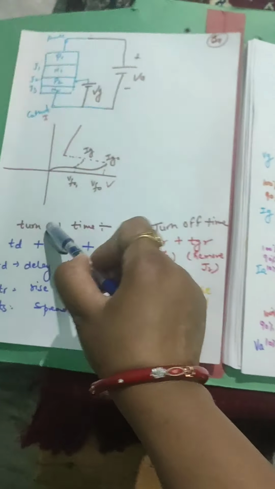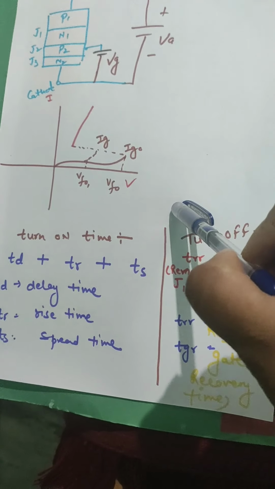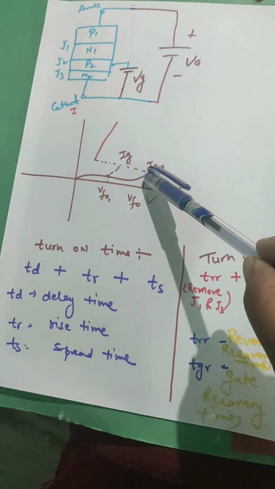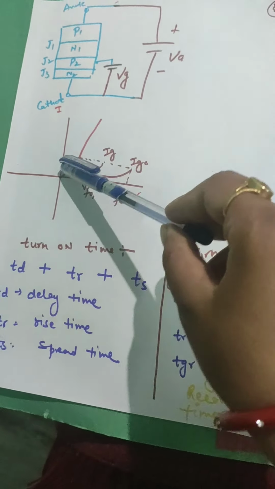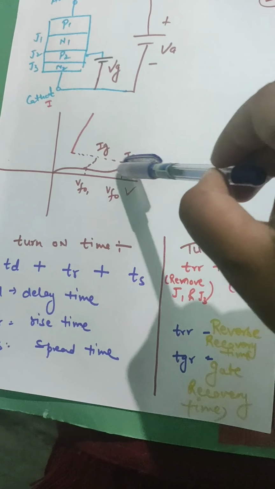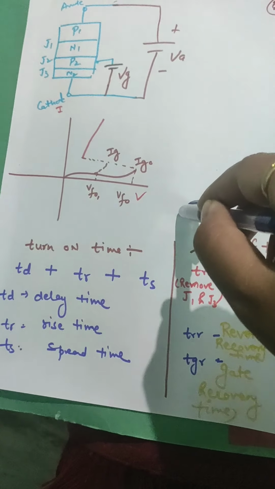Okay, this was the characteristics of SCR, the IV characteristics. First, leakage current flows. Then, after a breakdown, a sudden current will increase after some decrease of voltage. Okay. So, this was the characteristics.